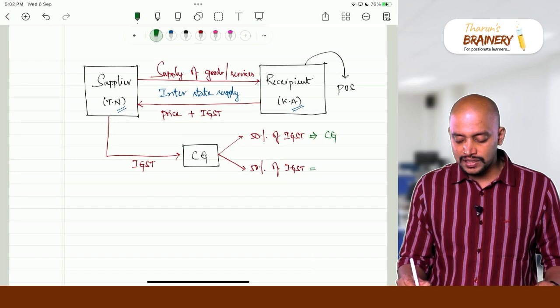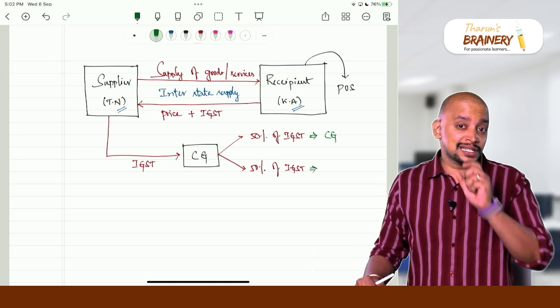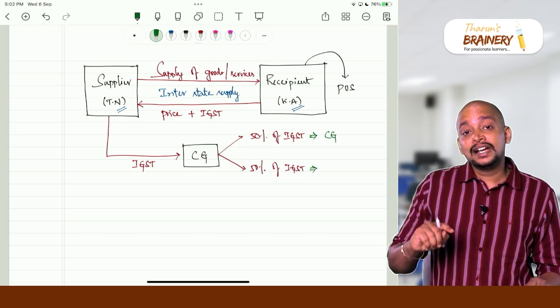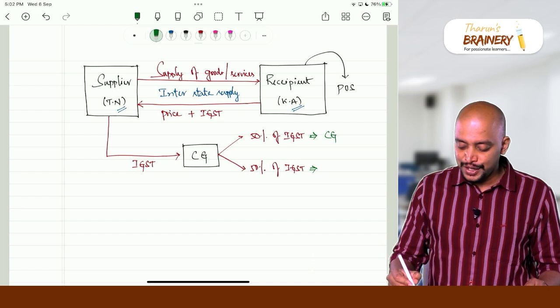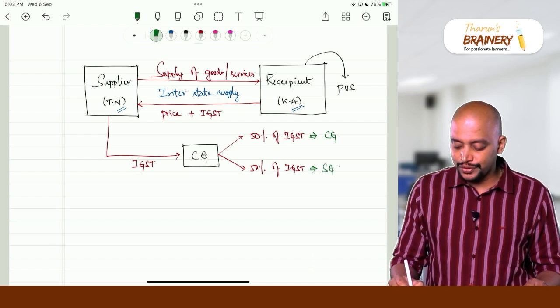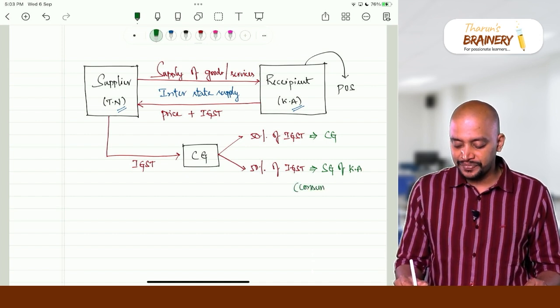Which state government? Because there are two state governments here, Tamil Nadu and Karnataka. To which state government will it be given? Consuming state. What is the consuming state? Karnataka. So therefore it will be given to the state government of Karnataka. So that is the consuming state.